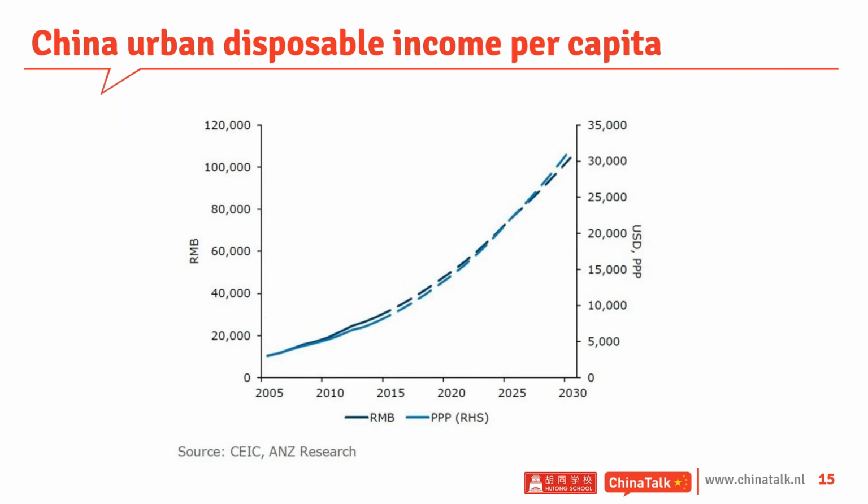In this graph, you'll see that in 2005, the average disposable income was about 10,000 renminbi. And in the course of 25 years, it is expected that in 2030, it will have multiplied 10 times, or it will have become 10 times as big as it was in 2005. So the income of the Chinese people is rising very quickly. Now, at the same time, of course, the cost is also rising quickly, but at the end of the day, Chinese people have more to spend.